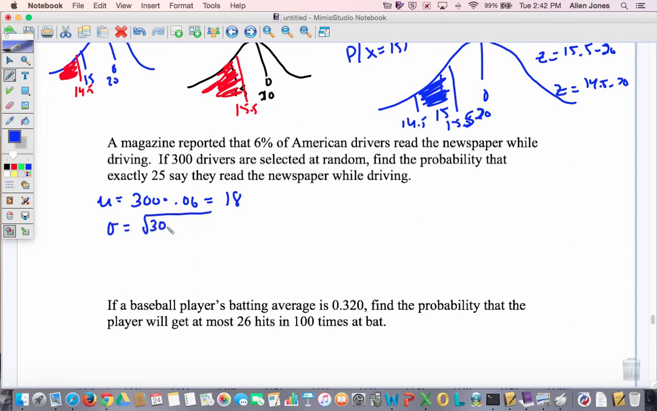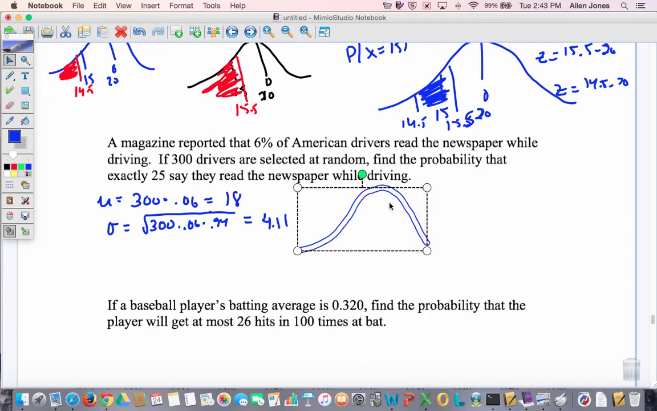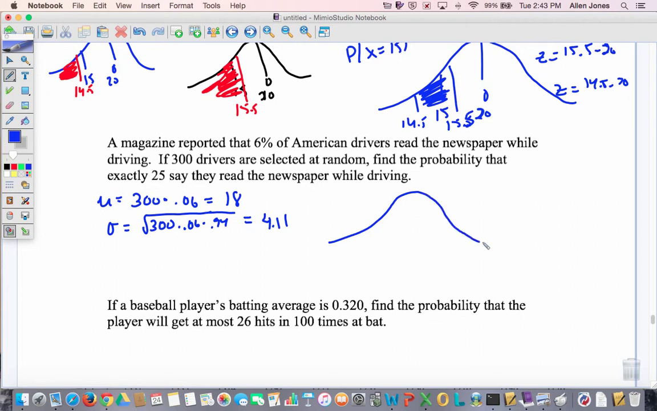Our standard deviation is the square root of 300 times 0.06 times 0.94, n times p times q. If you recall, q is 1 minus p, so 1 minus 0.06 is 0.94, and that gets us a standard deviation of 4.11. Okay, so that'd be the first item that I would note, is that we use our correction for continuity or our binomial approximation of the normal distribution when we have to calculate our own mean and our own standard deviation.